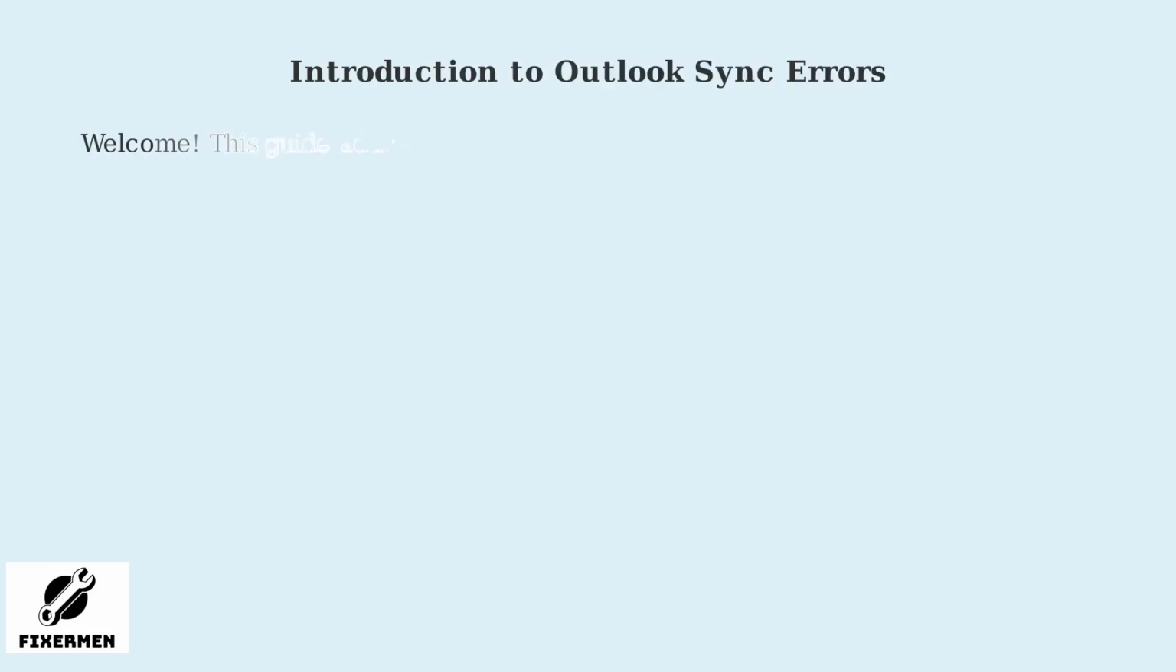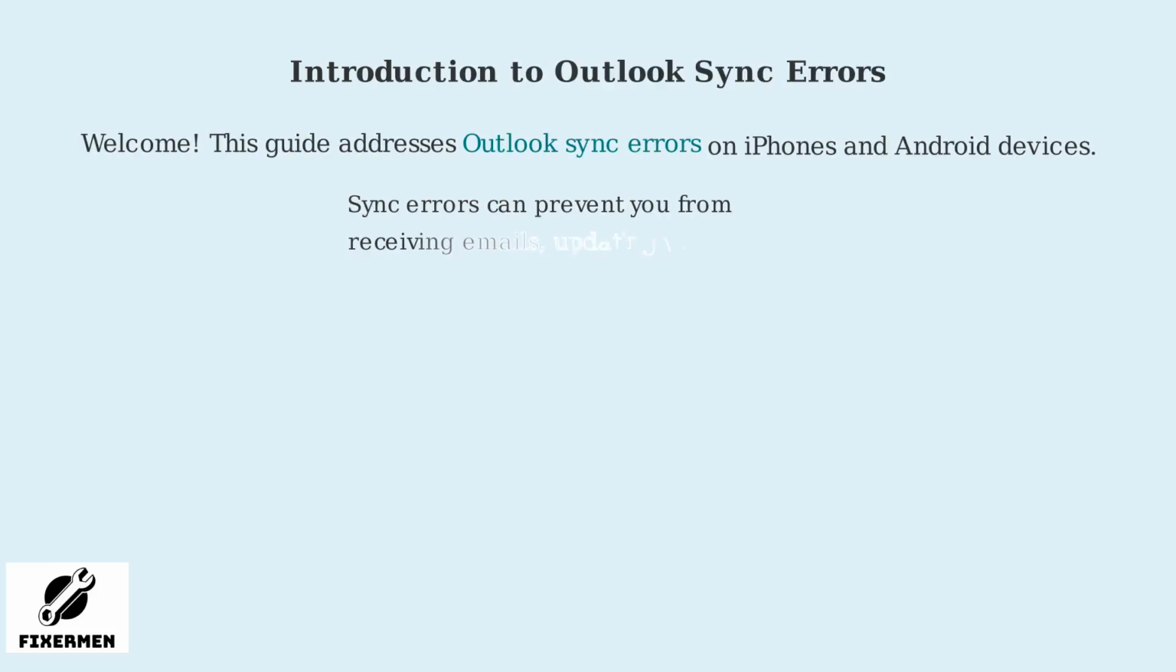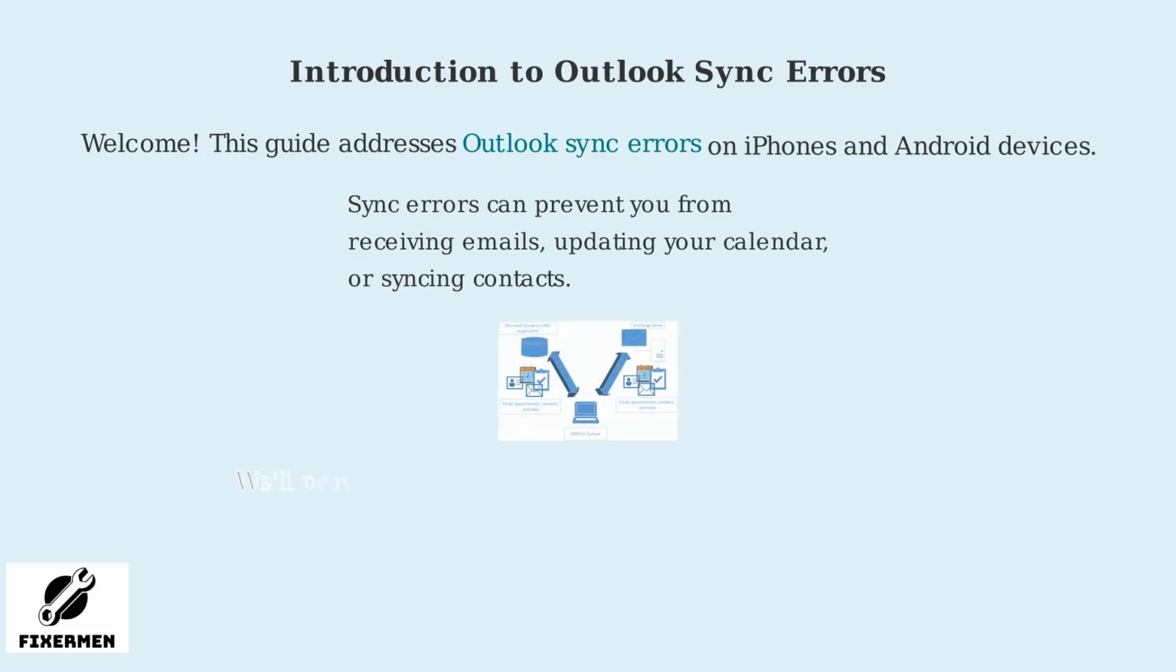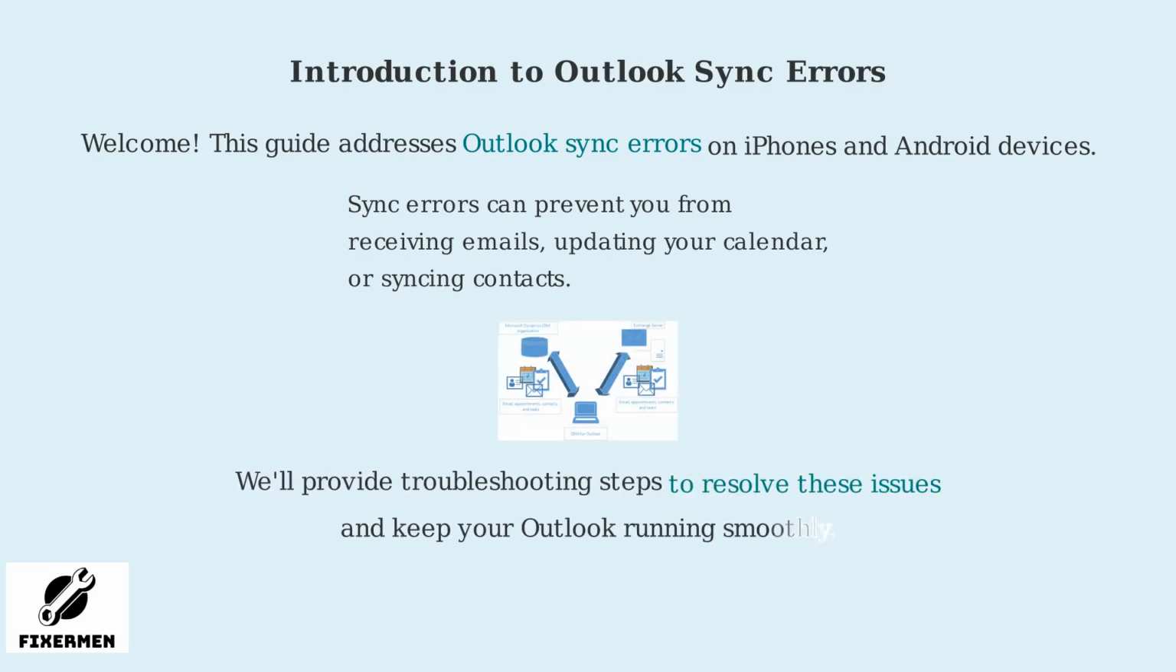Welcome. This guide addresses Outlook sync errors on iPhones and Android devices. Sync errors can prevent you from receiving emails, updating your calendar, or syncing contacts. We'll provide troubleshooting steps to resolve these issues and keep your Outlook running smoothly.